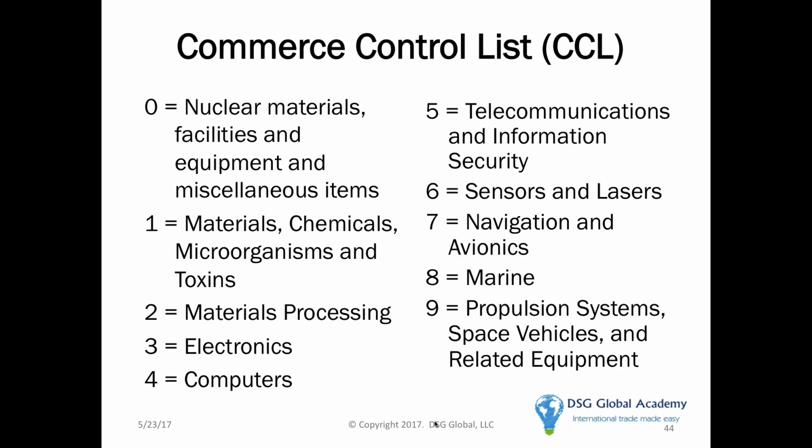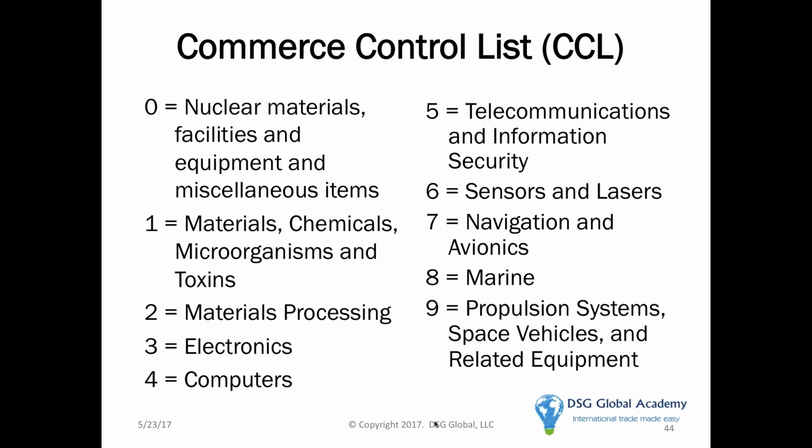Let's talk about the first step of finding your ECCN number. Now, for the Commerce Control List on the BIS website, just type in Commerce Control List, BIS, and you'll go to the website. You'll see there are 10 categories of products. 0 is nuclear materials and miscellaneous items. It also has biological items, chemicals.